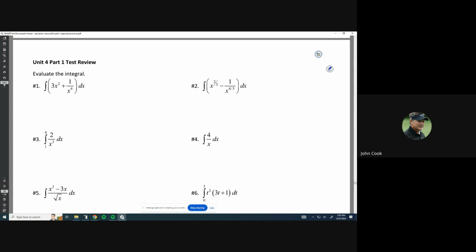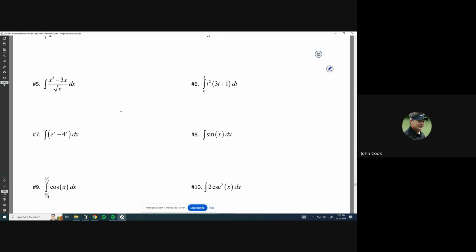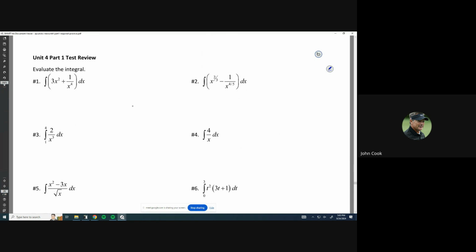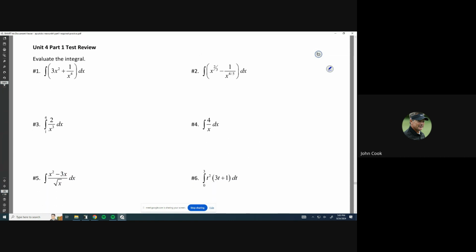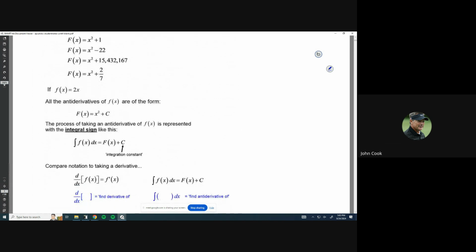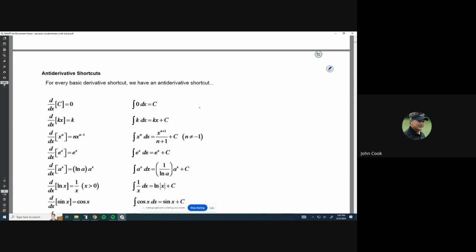We're going to go ahead and start working on this test review. All right, so first part's going to be doing the definite and indefinite integrals. So let's get started. One thing you want to do is familiarize yourself with the list of memorized integral rules. It's found on the second page of your notes.